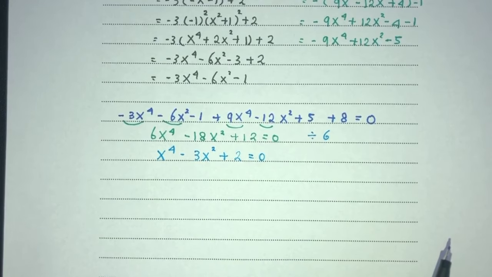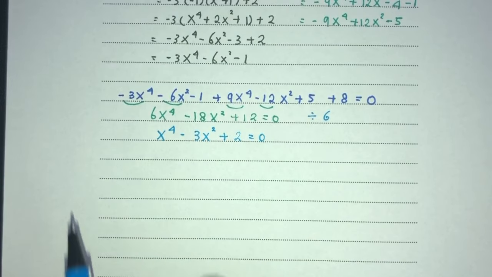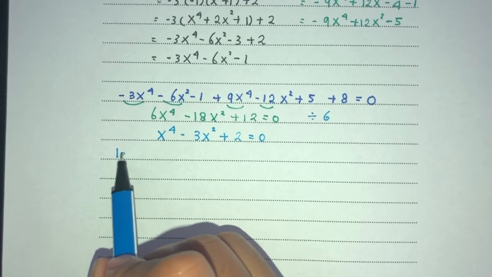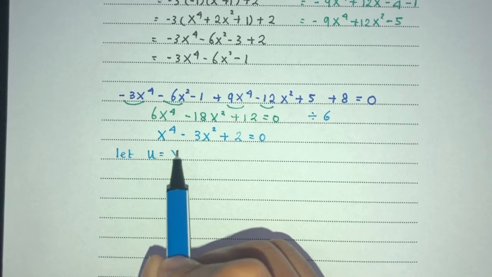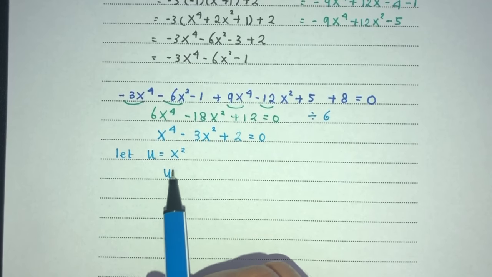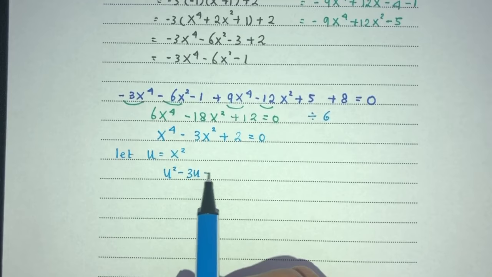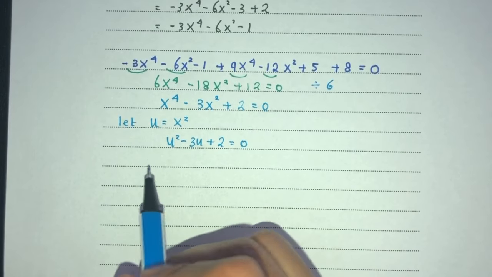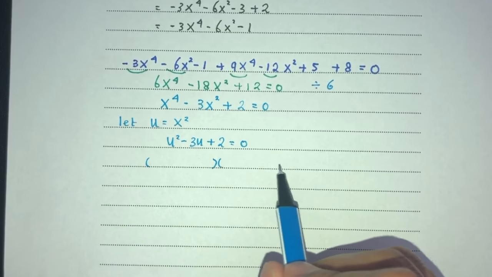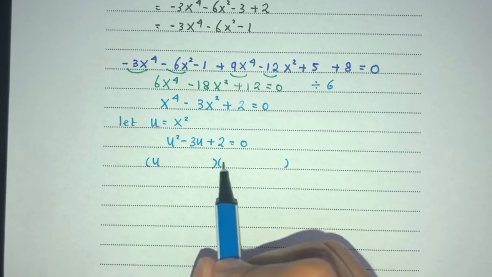Now this one is clearly a quadratic equation. How do I know this? If you just play around with this, for example, if I tell you let u be x squared, you will have u squared minus 3u plus 2. So you can see clearly this is a simple quadratic equation. You can solve by factorization, or you can use your formula, up to you.